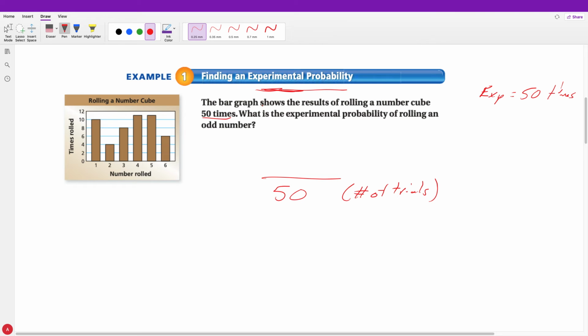And then it asks, what is the experimental probability of rolling an odd number? So we would write this as P of odd, with odd in parentheses, because we're naming our event. So the probability of rolling an odd, now we need to calculate how many times we rolled an odd number.